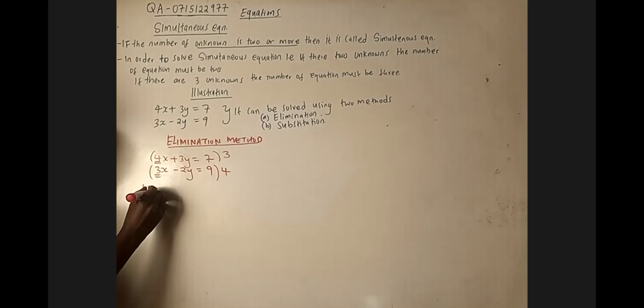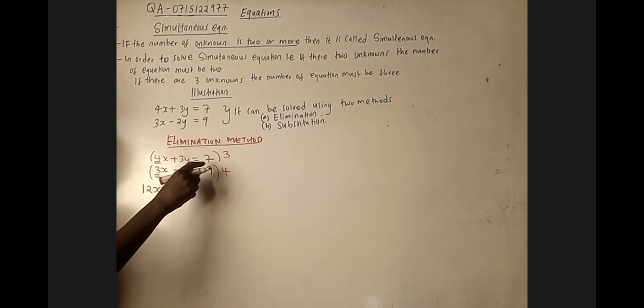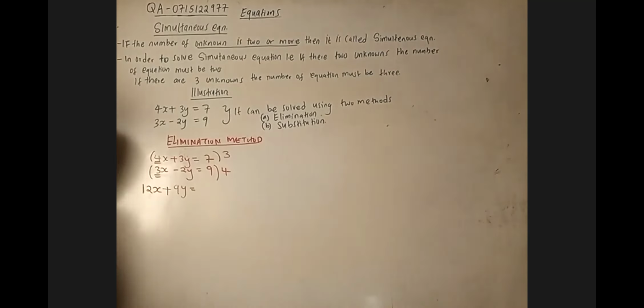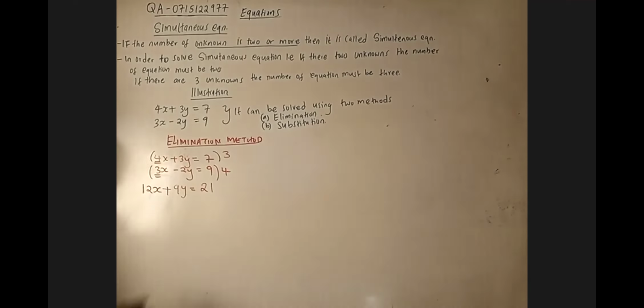Now what you do to this one? To make 3, we multiply by 3. So 3 times 3y is equal to 9y. On the right hand side we multiply by 3 again, so this will be equal to 21. Just repeat the same to the one below.